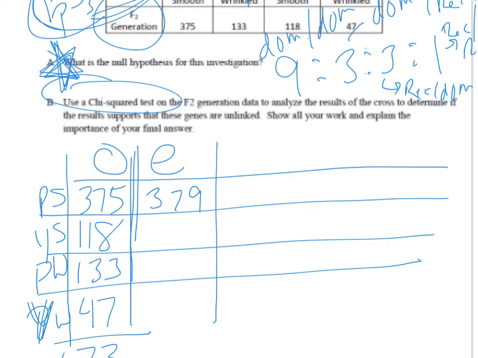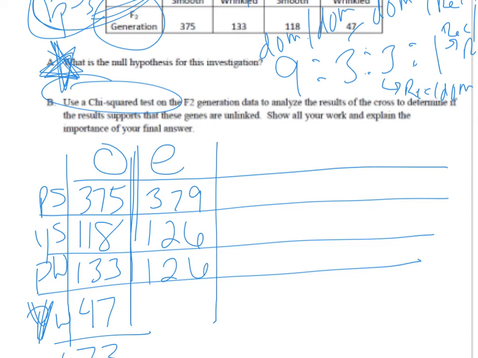So my next number is dominant recessive, and I have 3 out of 16. 3 out of 16 turns into 0.1875, or 18.75%. Apply that to my total. So 0.1875 times 673 gives me 126 kernels that should have looked dominant recessive. Well, recessive dominant is the same thing. So for recessive dominant, I've got 3 out of 16, or 18.75%. So again, applying that to my total of 673, I'd have 126 that should have looked recessive dominant.